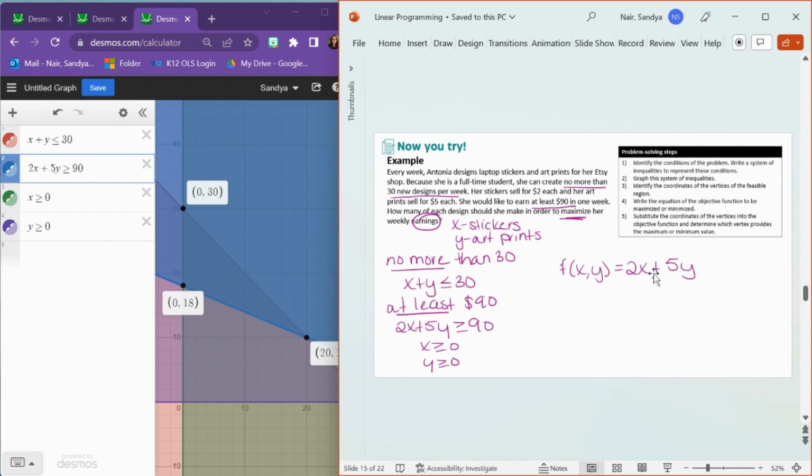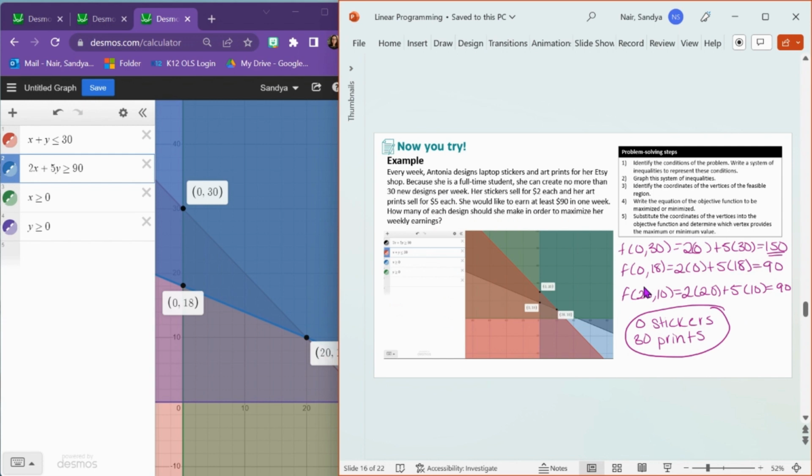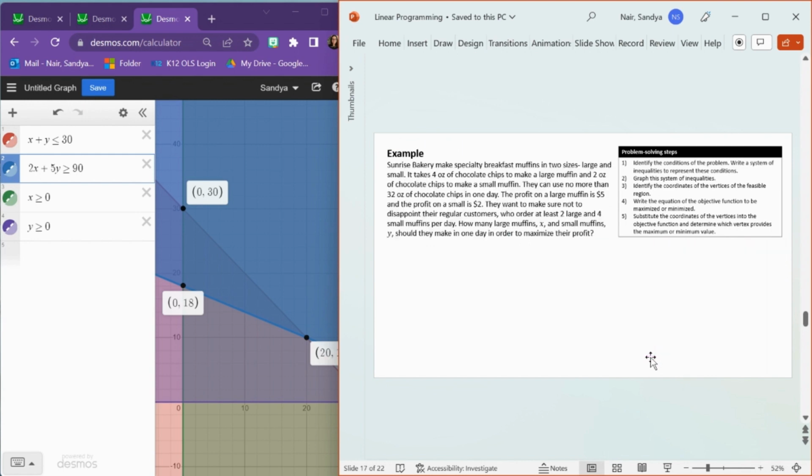Well, she gets $2 for a sticker and $5 for a print, so the objective function will be 2x plus 5y. So what we can do now is plug in each of these vertices to figure out where we can find the greatest value of the objective function. So the greatest value of the objective function is here at 150, which is given to us by x equals 0 and y equals 30. So that means that to maximize her earnings, she should make 0 stickers and 30 art prints.